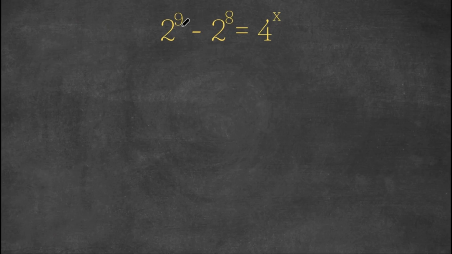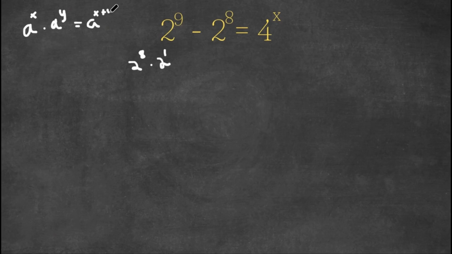Now, what I'm first going to do is rewrite 2 to the power of 9 as 2 to the power of 8 times 2 to the power of 1. Because remember, if we have a to the power of x times a to the power of y, this is equal to a to the power of x plus y. And I'm still subtracting 2 to the power of 8, and this is equal to 4 to the power of x.